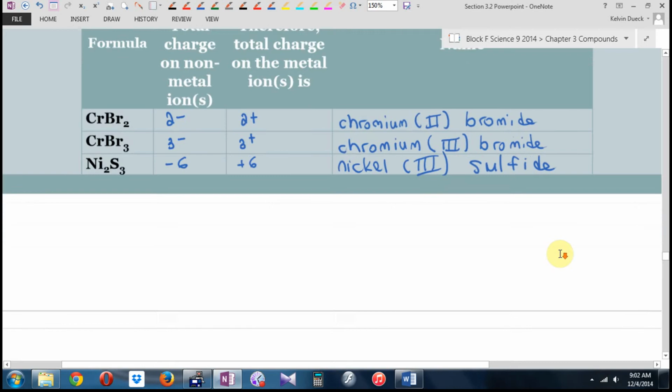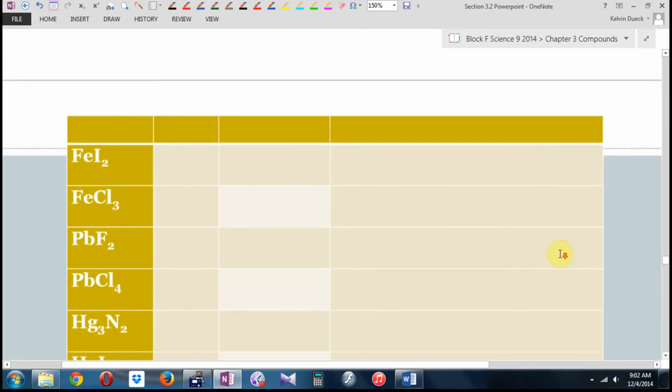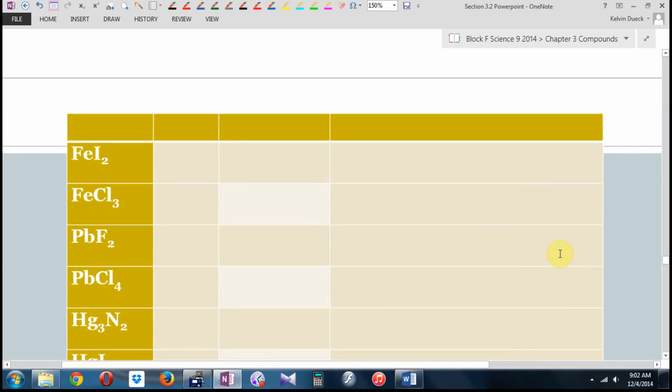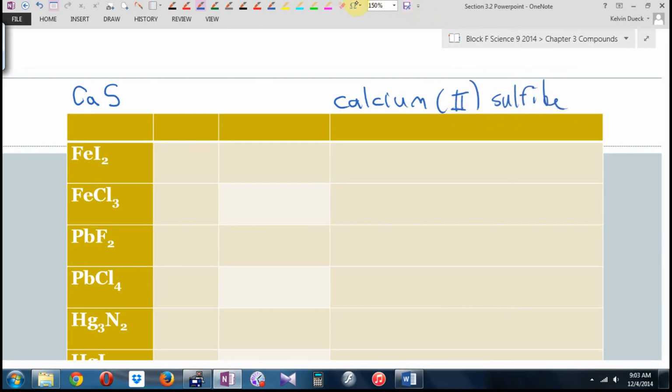Let's try a couple more. You guys don't need to turn the page, but I do. Iron. Is iron multivalent? Yeah. Now, by the way, look up. If I gave you this, is calcium multivalent? No. So don't be going calcium 2 sulfide. I will take marks off if you use Roman numerals when you don't need to.